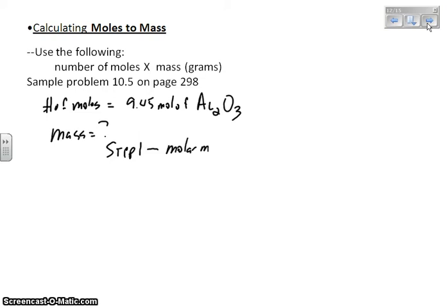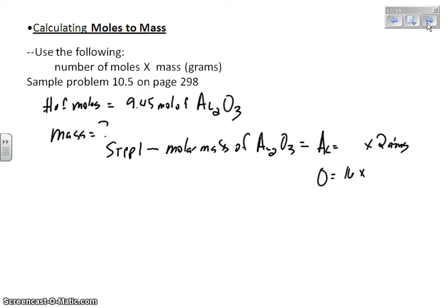molar mass of Al2O3. Okay, and remember how to do that? We have aluminum, its mass times 2 atoms, and we have oxygen, which is 16 times 3 atoms, which is 48. Get my handy dandy periodic table here and look up aluminum real quick, and we're going to call that roughly 27. So 27 times 2 is 54. 54 plus 48 is approximately 102. All right. So 1 mole of aluminum oxide is 102 grams.